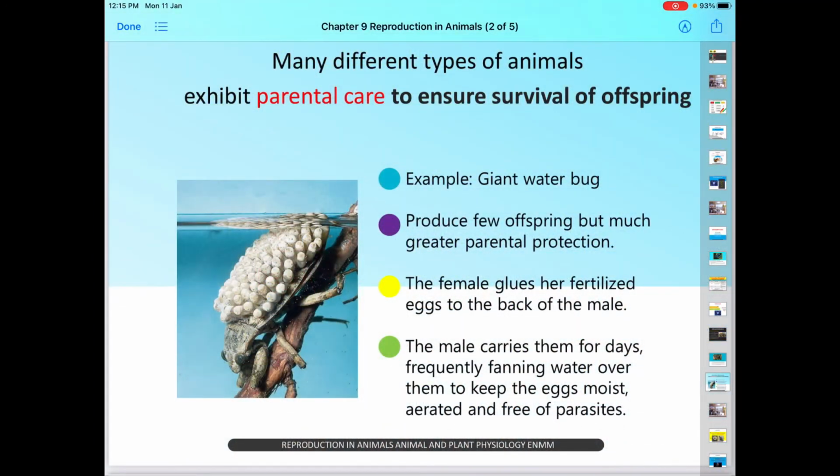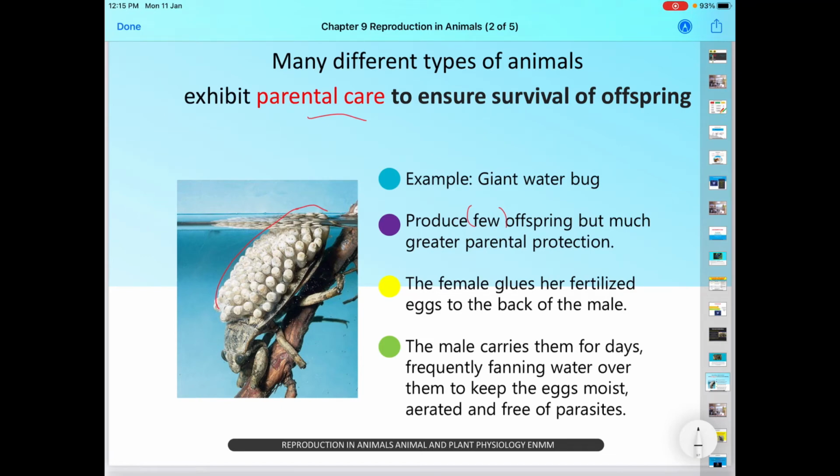So this is the example of the giant water bug, where these organisms exhibit parental care to ensure the survival of offspring. How do these organisms do it? They produce offspring in very few numbers, but provide greater parental protection. The female will glue the fertilized eggs to the back of the male's body, and the male carries them for days, frequently fanning water over them to keep the eggs moist.